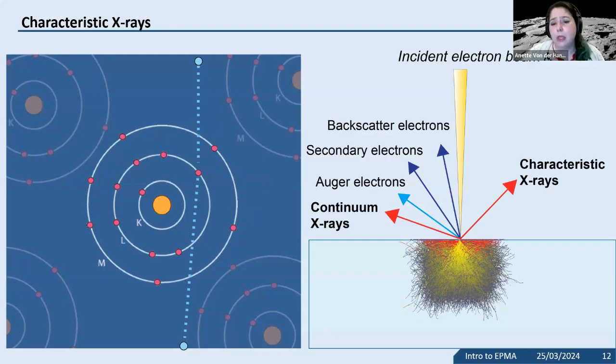And we generate two types of X-rays in our sample. One are the continuum X-rays that are also called Bremsstrahlung, or often referred to by us just as background. And then the characteristic X-rays. The characteristic X-rays are so-called because they're characteristic for the element. Those are the ones that we are really interested in to give us the compositions. And they are generated by, again, our beam electron hitting one of the shell electrons.